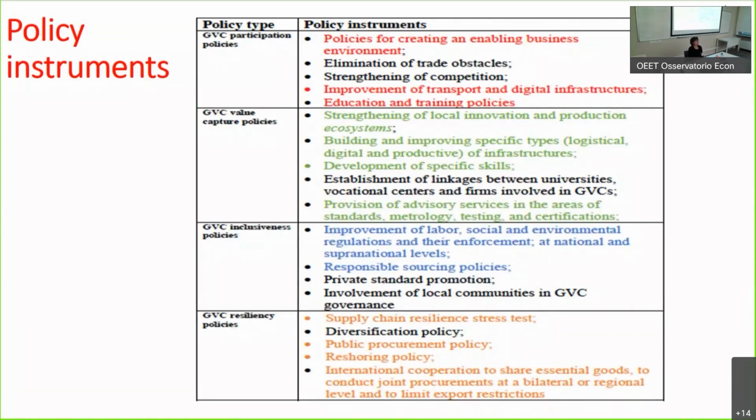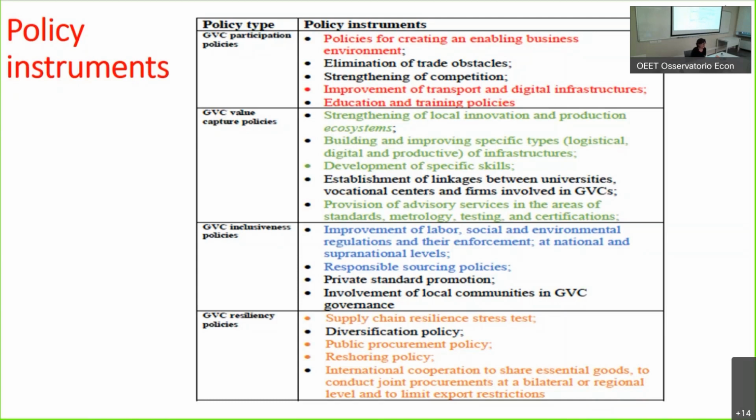So, moving to policy instruments, given the different objectives of the different types of policy, policy instruments also tend to be quite diverse. In the case of GVC participation policies, which, as I was saying before, are mainly vertical policies, we can think about all these general kinds of policies we know for creating a favorable business environment. All the trade policies aimed at eliminating trade obstacles, policies to strengthen competition, policies to improve transport and digital infrastructure, and general education and training policies to improve human capital.